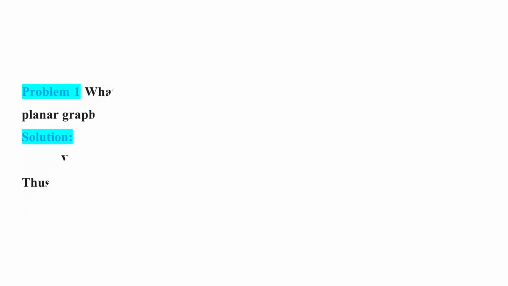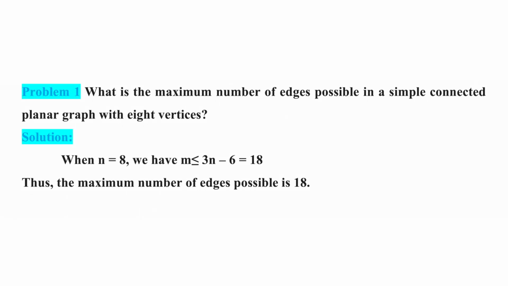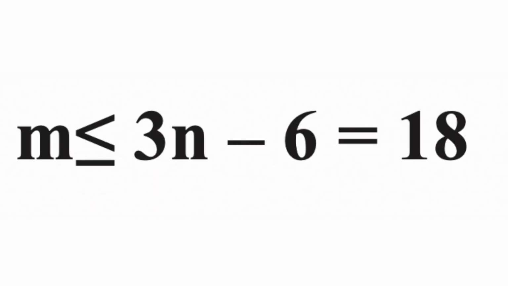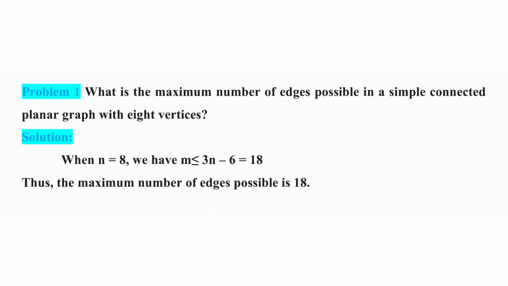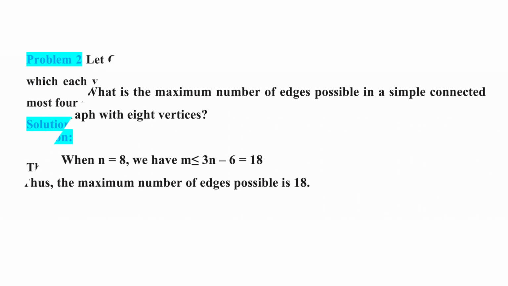Next, I am going to discuss with you some problems. The first problem is, what is the maximum number of edges possible in a simple connected planar graph with 8 vertices? The solution of the problem is, when n equals 8, we have m is less than or equal to 3n - 6, which equals 18. Hence, the maximum number of edges possible is 18.